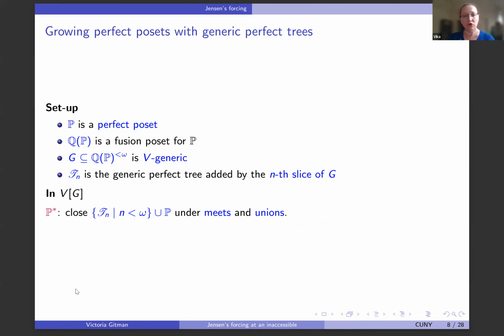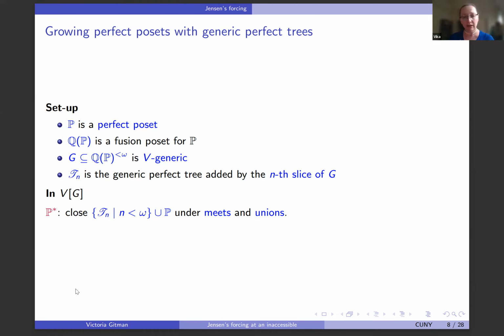So what am I going to use the fusion poset for? We will use it for growing our perfect poset to a larger perfect poset. Here I will assume that I have a full generic for the fusion poset, but in the construction of Jensen forcing, we will force over countable models, so we'll have all our generics in the ground model. But here I am going to tell you how, in a generic extension by the fusion poset, to grow my perfect poset to a larger one.